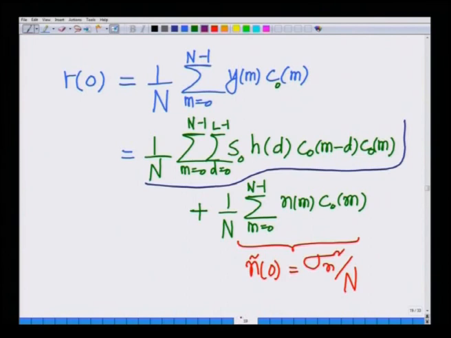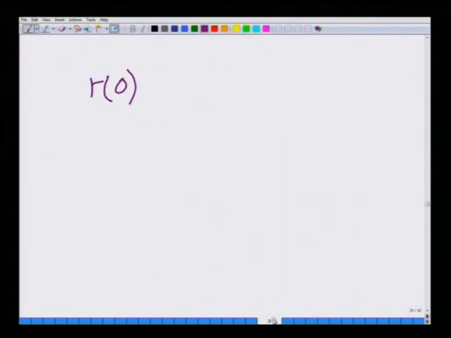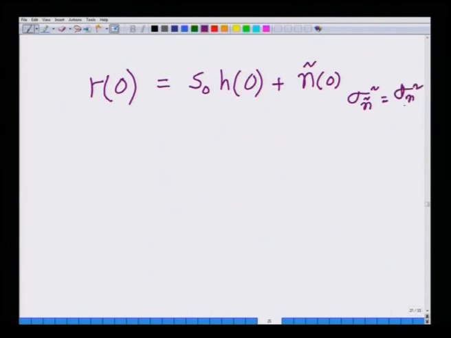Hence, this signal after correlation with C0 of m, which we denoted by R of 0, can be written as S0 into H0 plus n tilde of 0, such that sigma of n tilde square, that is the variance of this, is nothing but sigma n square divided by n. Okay. What else can we do?